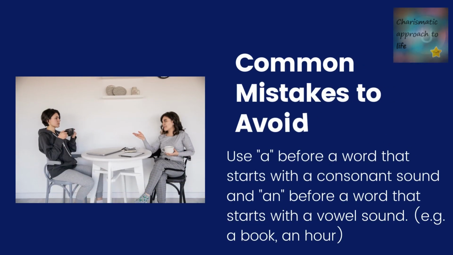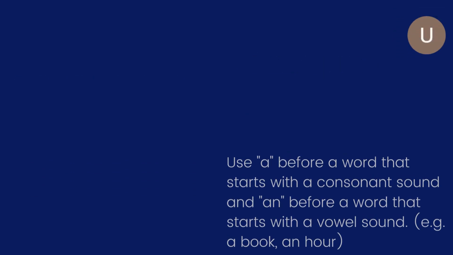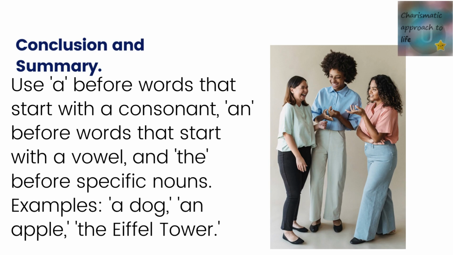Common mistakes to avoid. Use a before a word that starts with a consonant sound and an before a word that starts with a vowel sound. For example, a book and an hour. Let's conclude and summarize. Use a before words that start with a consonant, an before words that start with a vowel, and the before specific nouns. Examples: a dog, an apple, the Eiffel Tower.